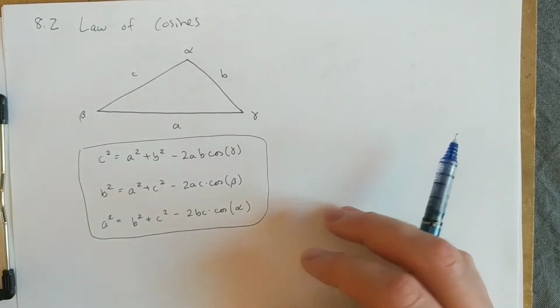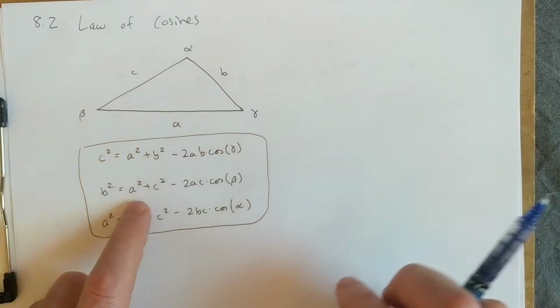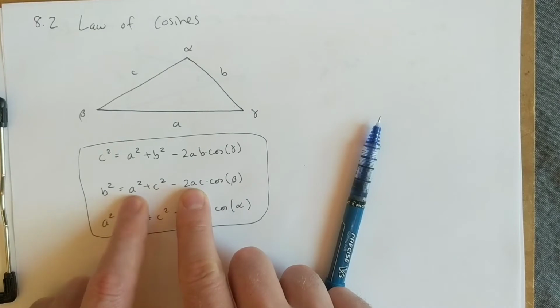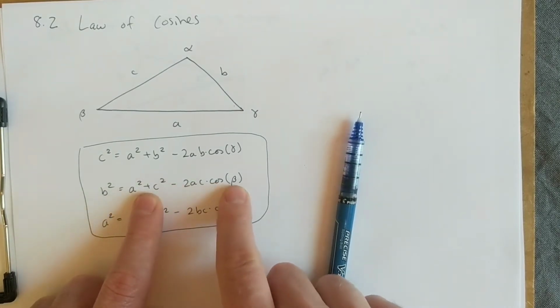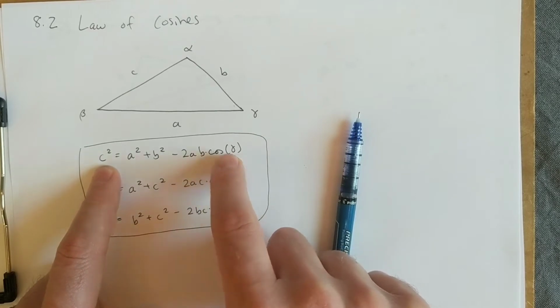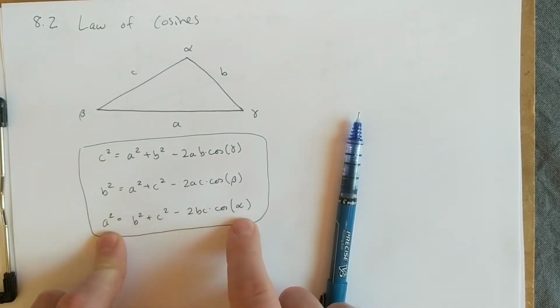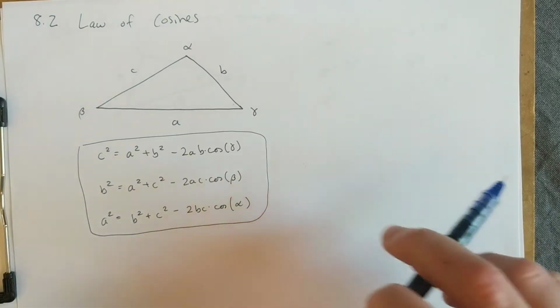But with the law of cosines, you can use any of the sides as the first one, as long as these things match: AC, AC, and this angle is opposite this side. So C goes with gamma, AB, AB, BC, BC, A goes with alpha, right? This is the formula we're dealing with.